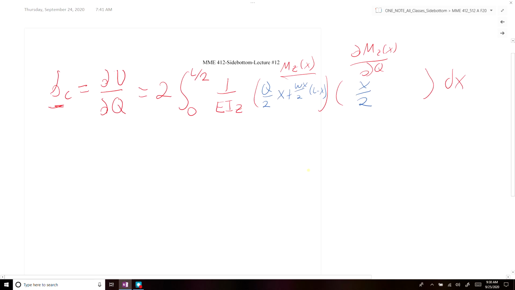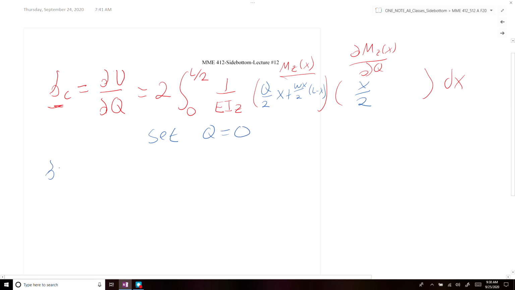Okay, so if we plug in our Mz of x function and our dMz/dQ function, the two values from the last page, at this point we can now set Q equal to 0 in our problem. So our integral will simplify down a little bit, and it'll end up being equal to 1 over EIz times wx over 2 times L minus x times x over 2 dx.